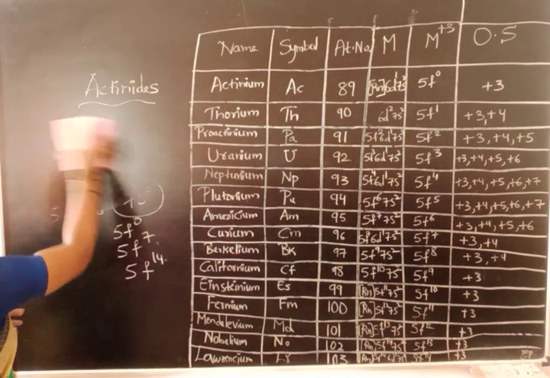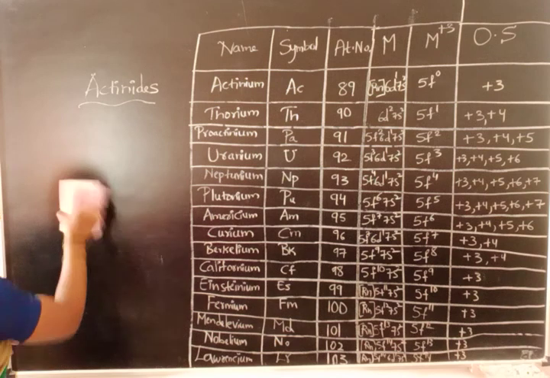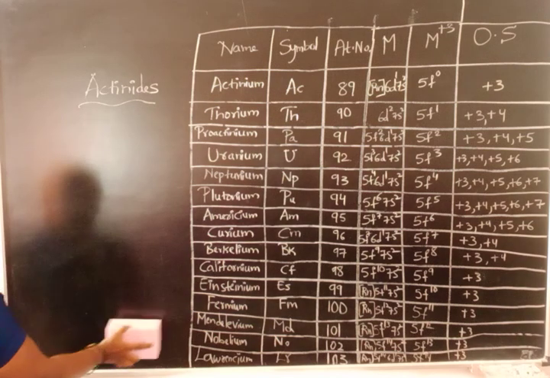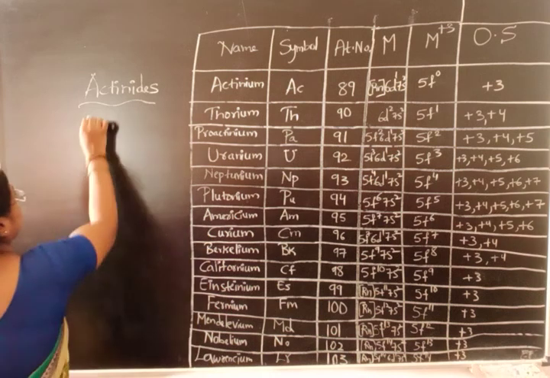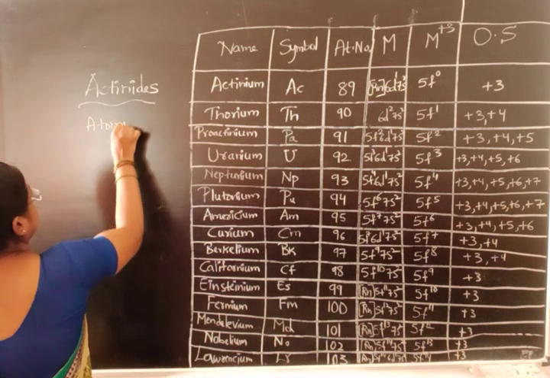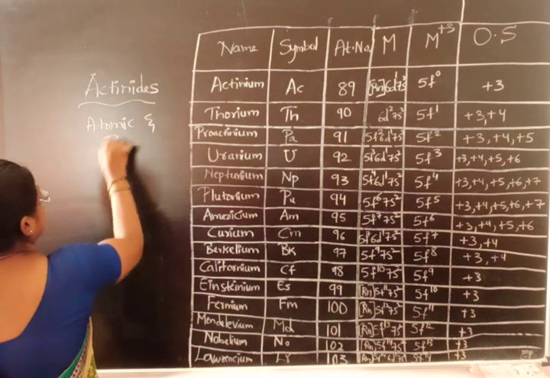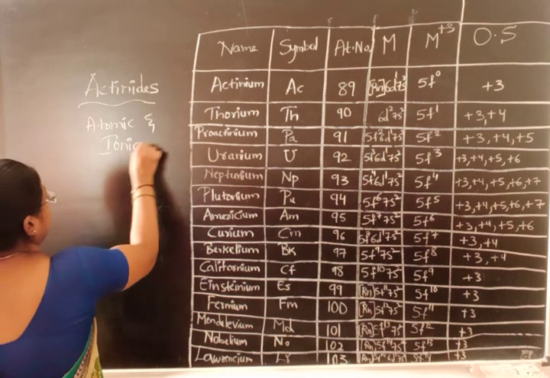After this electronic configuration, next comes the atomic as well as the ionic radii.